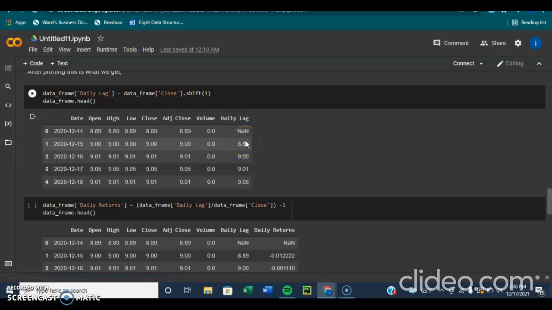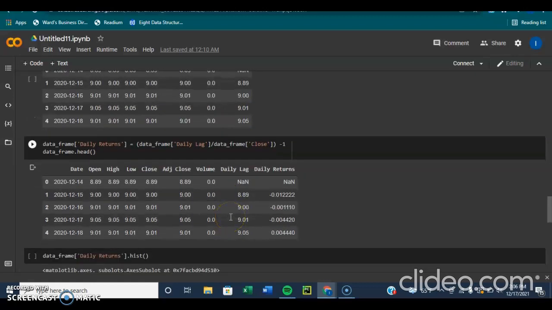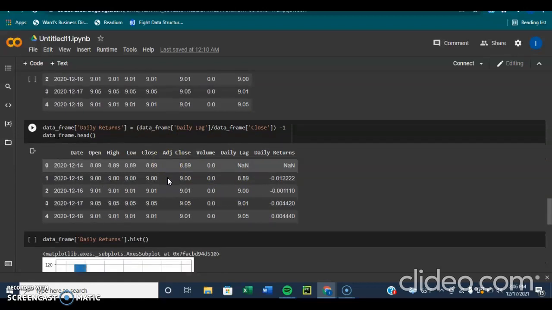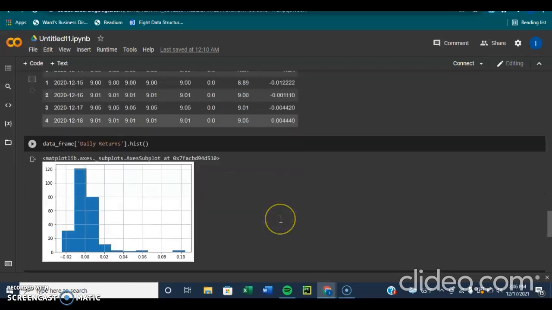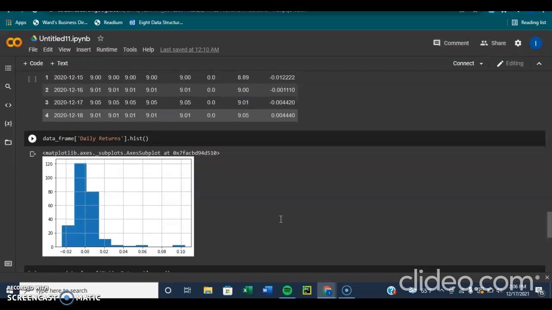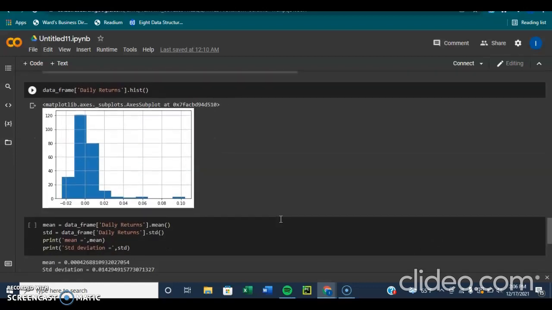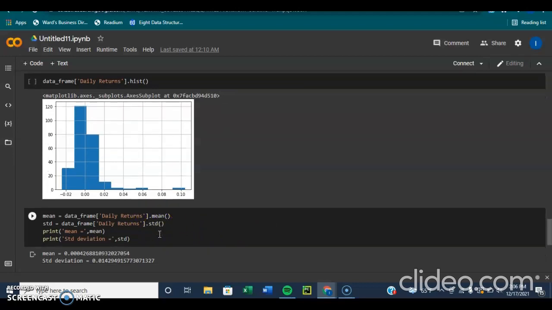After that, I had to find the daily returns, and to find them I took the daily lag column and then subtracted the close price column. After I did that, this is what I get. These are the daily returns. I also plotted a histogram of my daily returns, and then I used the dot mean method and dot std to find the mean and the standard deviation respectively.